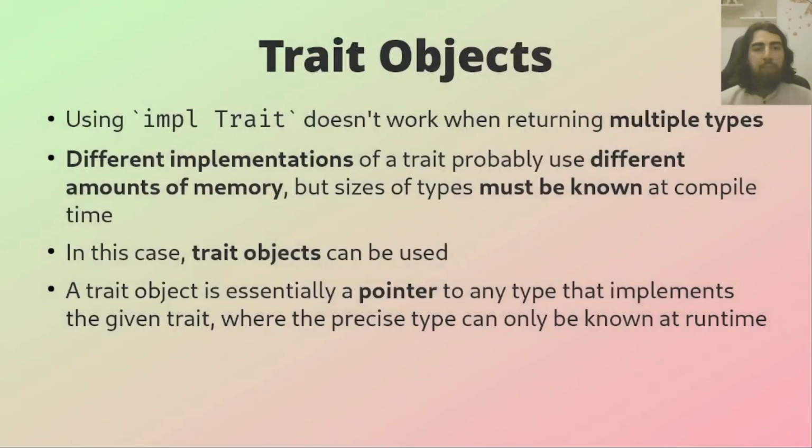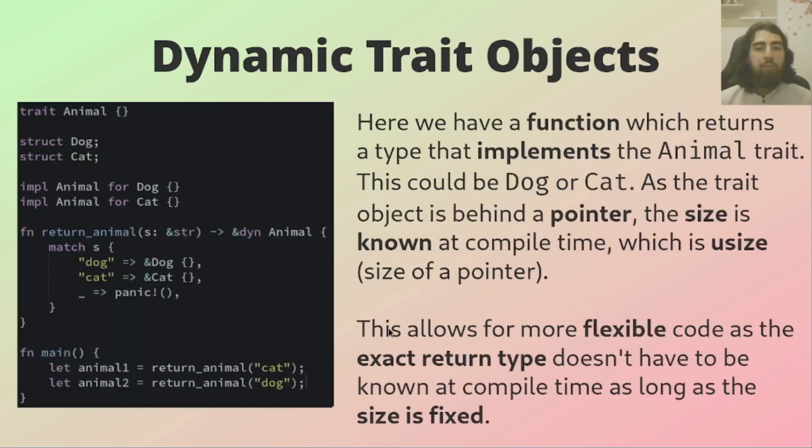So let's see. So trait objects using impl trait doesn't work when returning multiple types. Different implementations of a trait probably use different amounts of memory, but sizes of types must be known at compile time. In this case, a trait object can be used. A trait object is essentially a pointer to any type that implements the given trait, where the precise type can only be known at runtime.